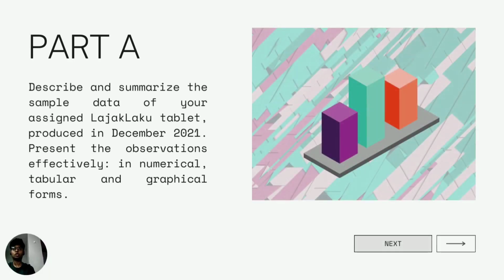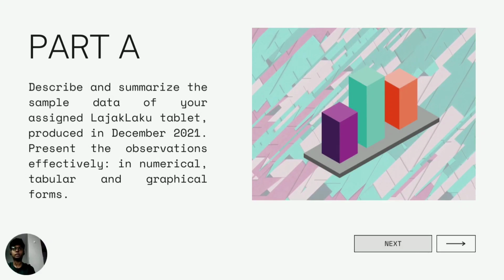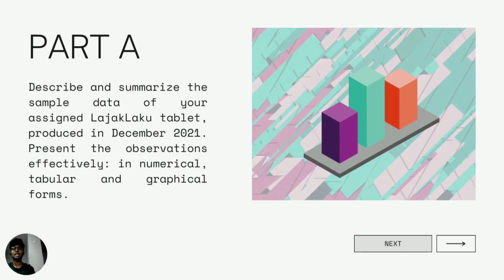So let's go to part A. Part A asks us to describe and summarize the sample data of your assigned Lajalaku tablet produced in December 2021. Present your observation effectively in numerical, tabular, and graphical form.